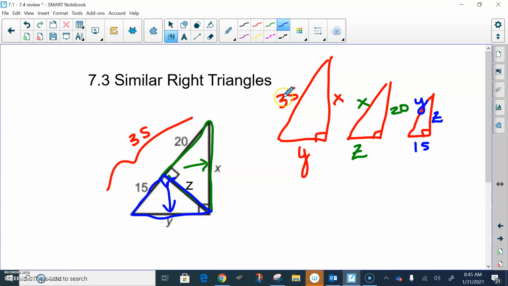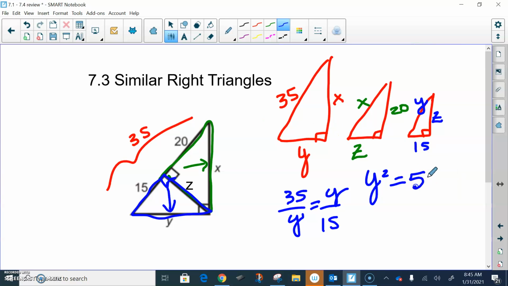Let's do 35 is to y as y is to 15. Hypotenuse is to hypotenuse as short leg is to short leg. So we're going to say 35 is to y as y is to 15. Cross multiply, we get y squared equals 15 times 35. Gives us 525. That doesn't look too bad. 525. We're going to square root both sides.